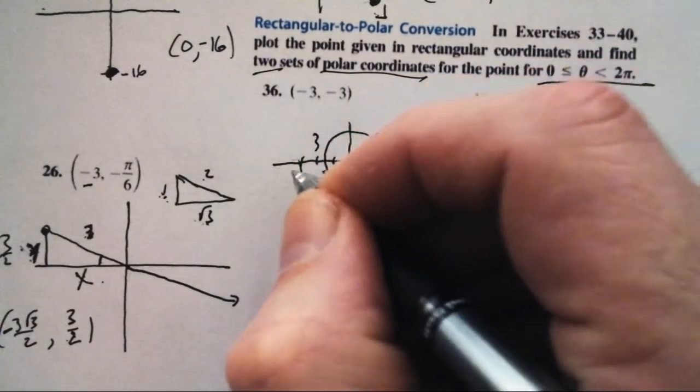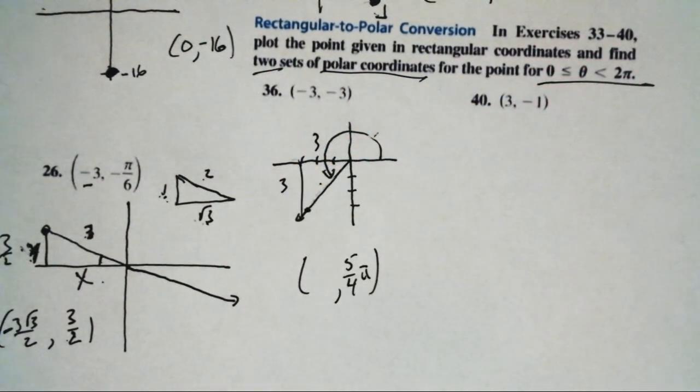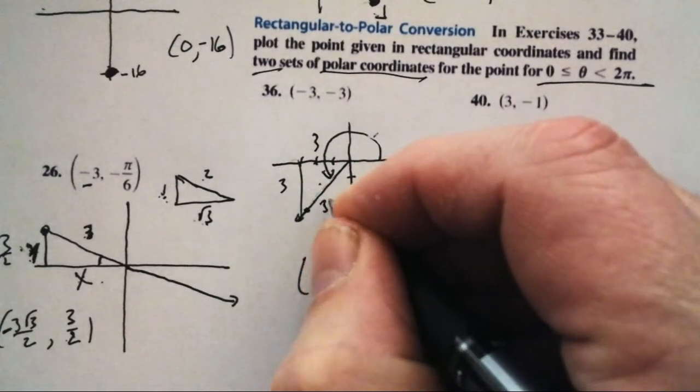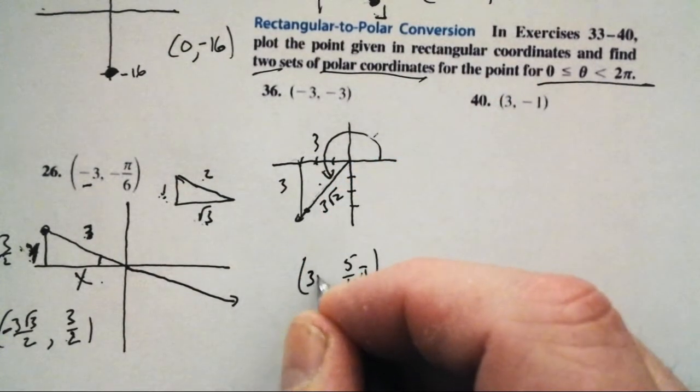Well, if this is a distance of 3 and this is a distance of 3, 45, that makes this a distance of 3 square root of 2. Throw the rock 3 square root of 2.